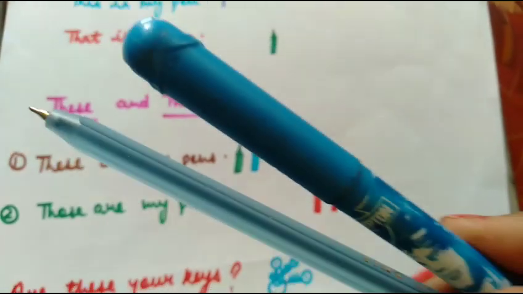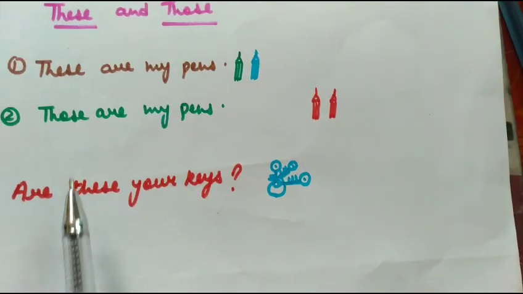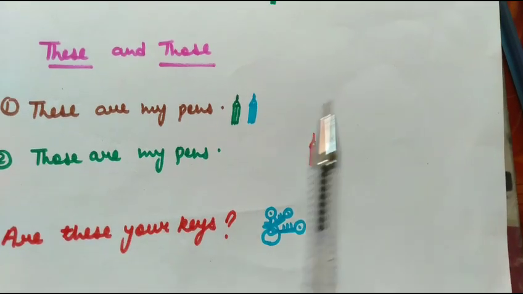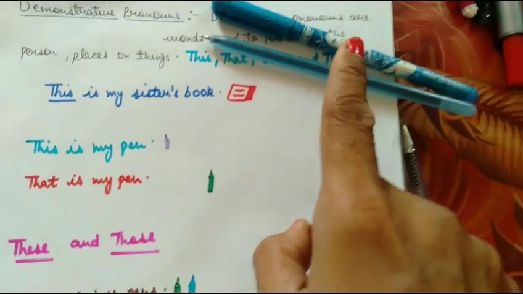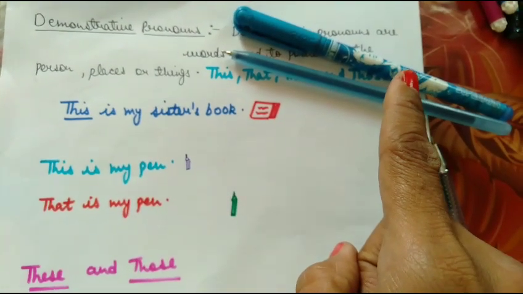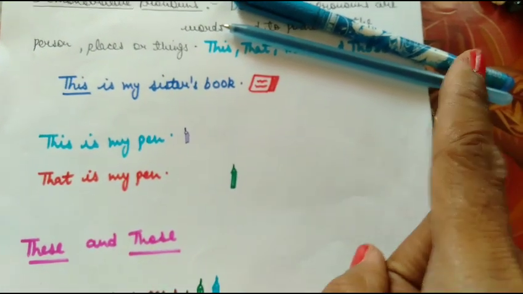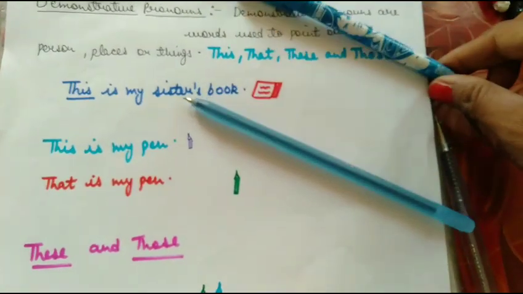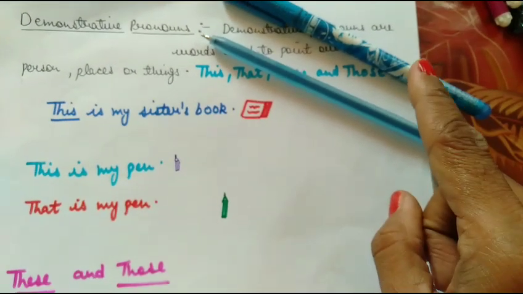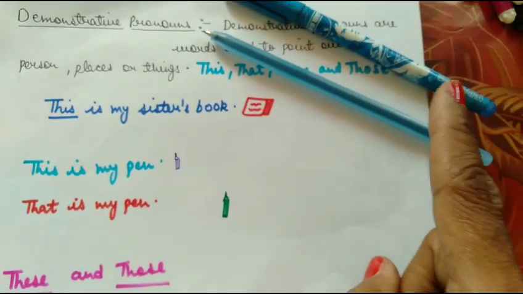Now the next one is those are my pens. Those are my pens. You all can see, they are also plural in number. You all can see two pens are there, plural in number, and it shows far distance.